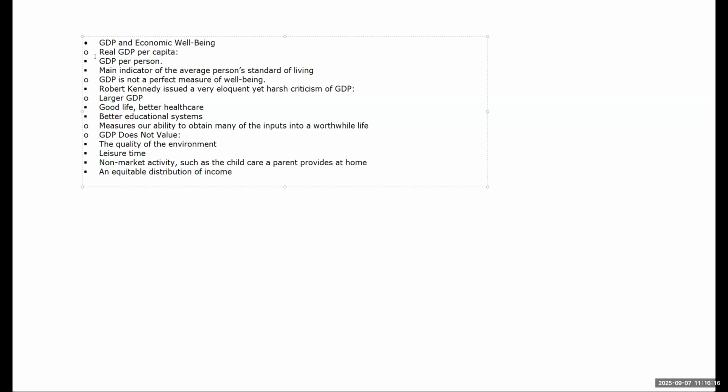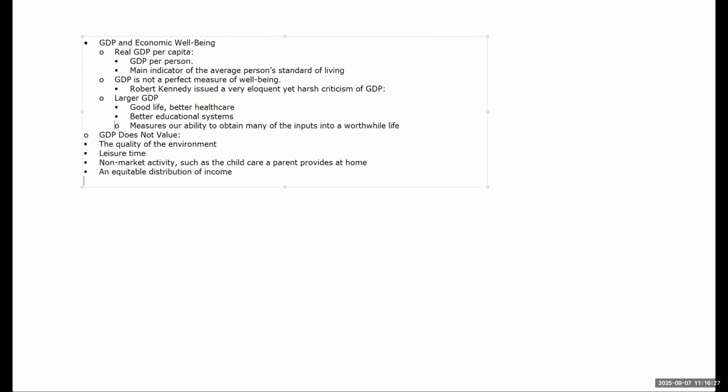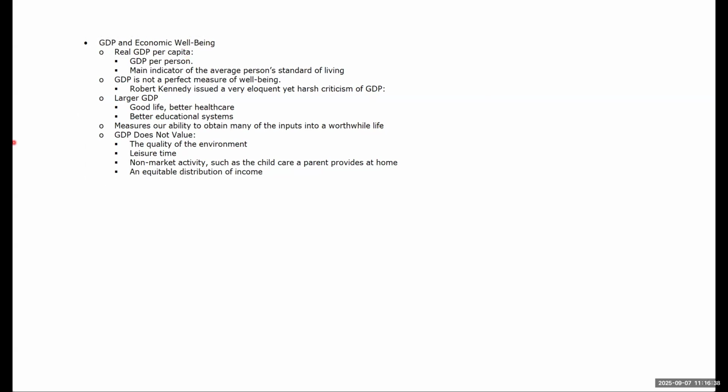It's the GDP deflator. And now let's talk about GDP and the economic well-being of the people in the country. GDP and economic well-being.